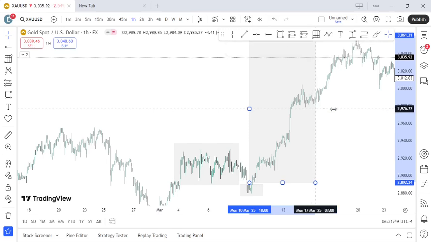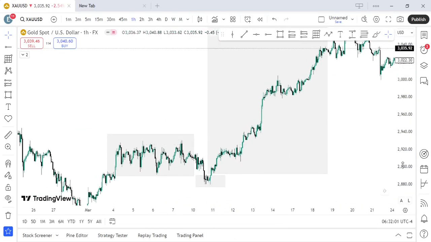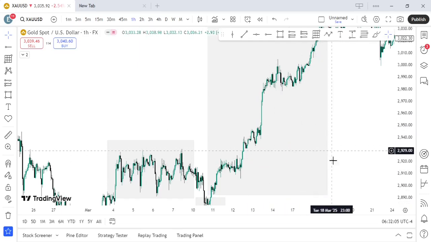And it's actually crazy because this is a 1 hour time frame. So you can simply go onto the lower time frame, like the 5 minute time frame or the 15 minute time frame, and look for entries wherever you can find a break of structure.